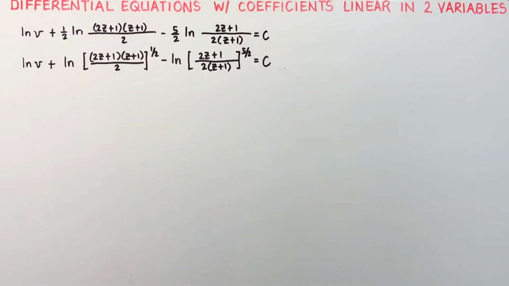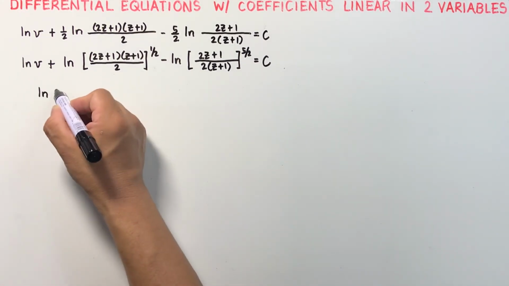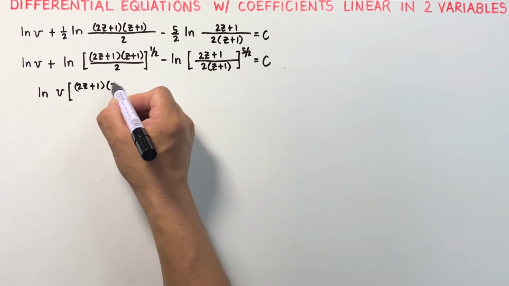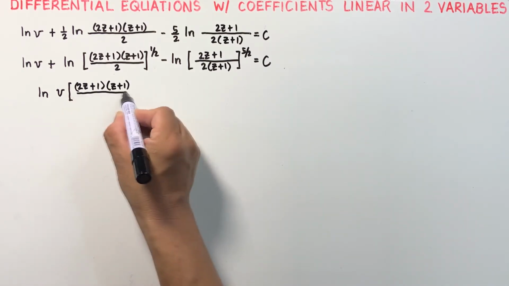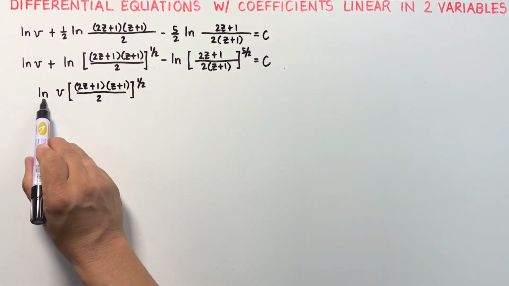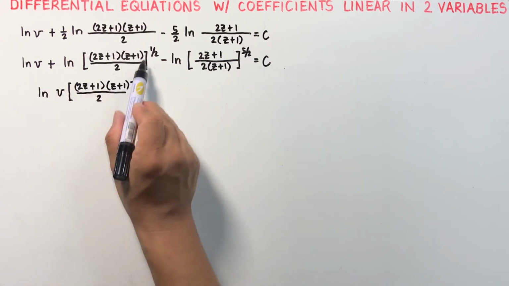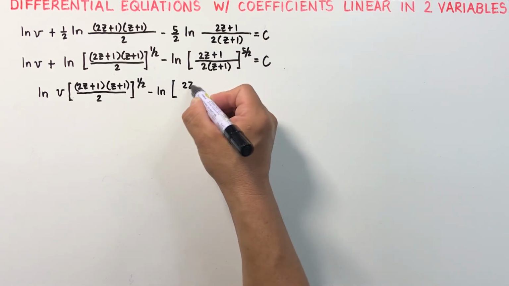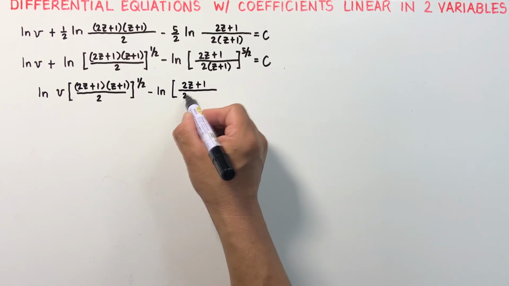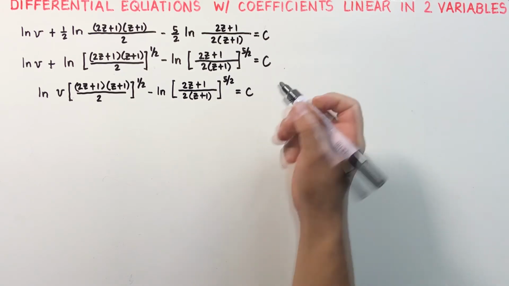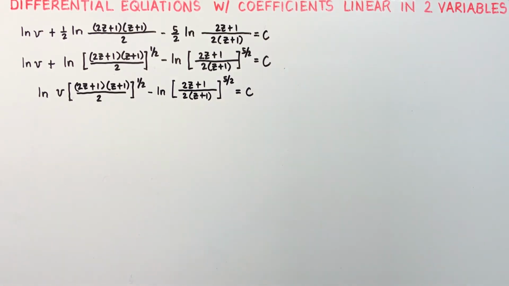So applying the properties of logarithms, we have the natural log of v times the fraction 2z plus 1 times z plus 1 divided by 2 to the power 1/2, because this is a sum. So we have the natural log of the product of this v and this fraction here, and this will be subtracted by the natural log of 2z plus 1 over 2 times z plus 1 quantity raised to the exponent of 5/2. But this is a difference of two logarithms, so we can apply again the property of logarithms.